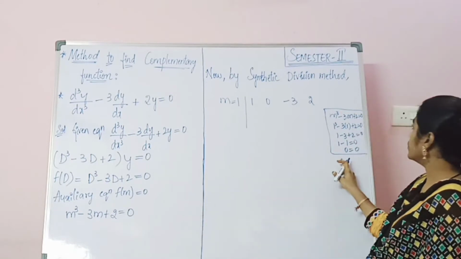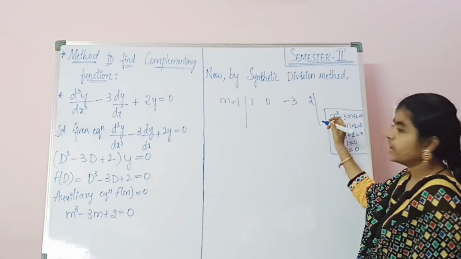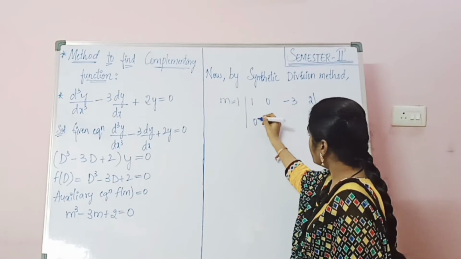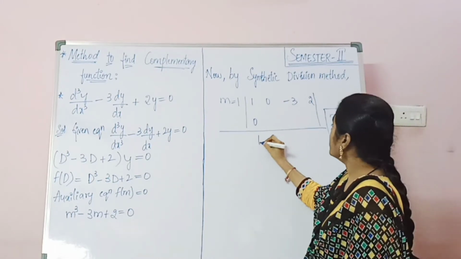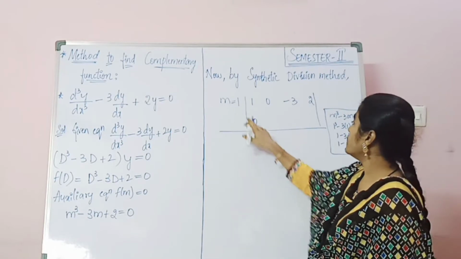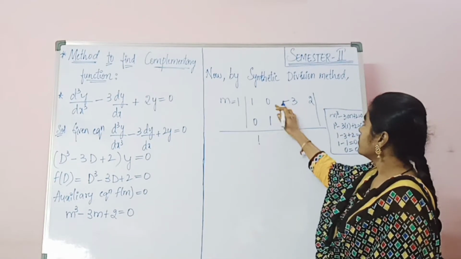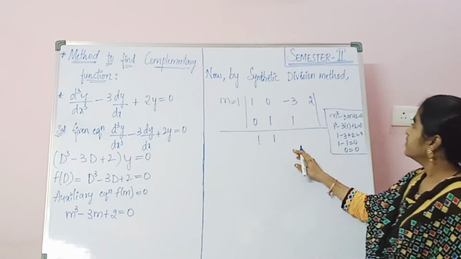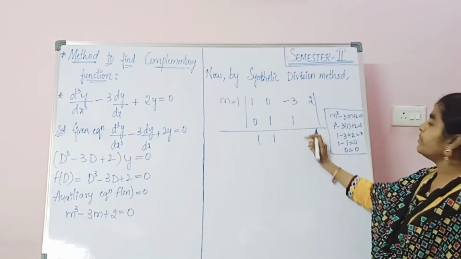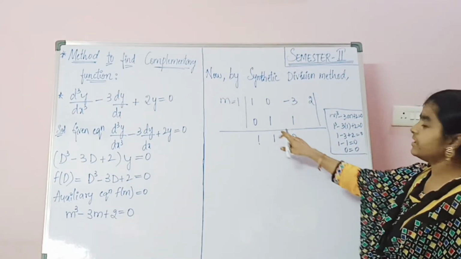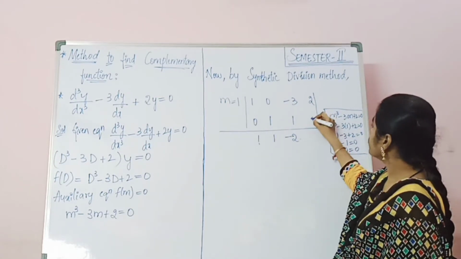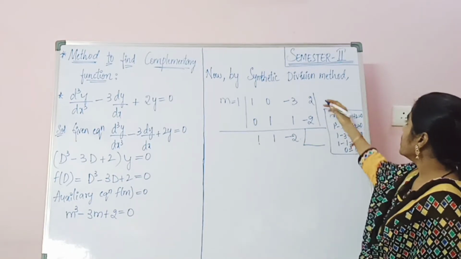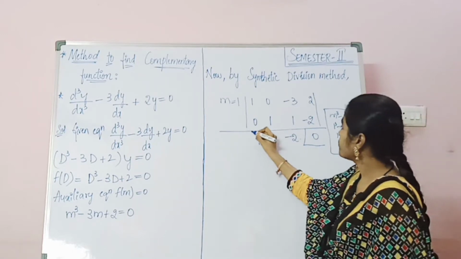So we are taking here m equals to 1. According to synthetic division, what we have to take here? 0, 0. How much? 1. So we have to multiply here. 1 ones are 1. Next, 0 plus 1, how much? 1. 1 ones are 1. Next, minus 3 plus 1, how much? Minus 2. Next, minus 2 into 1, how much? Minus 2. So minus 2 plus 2, how much? 0.